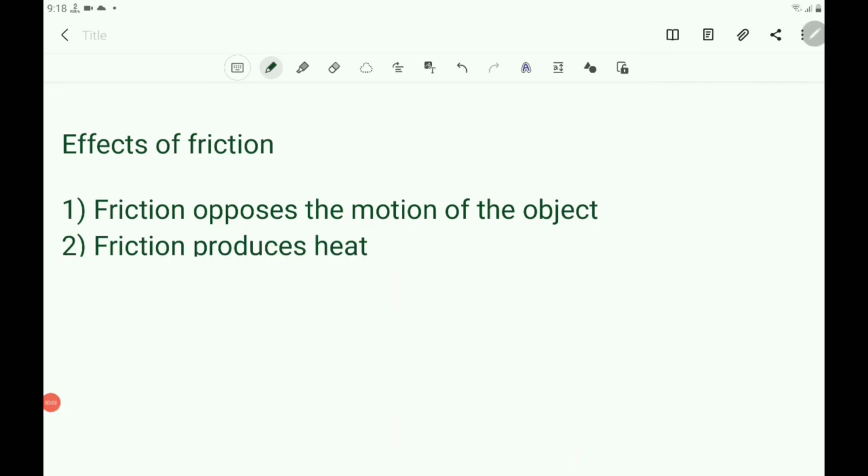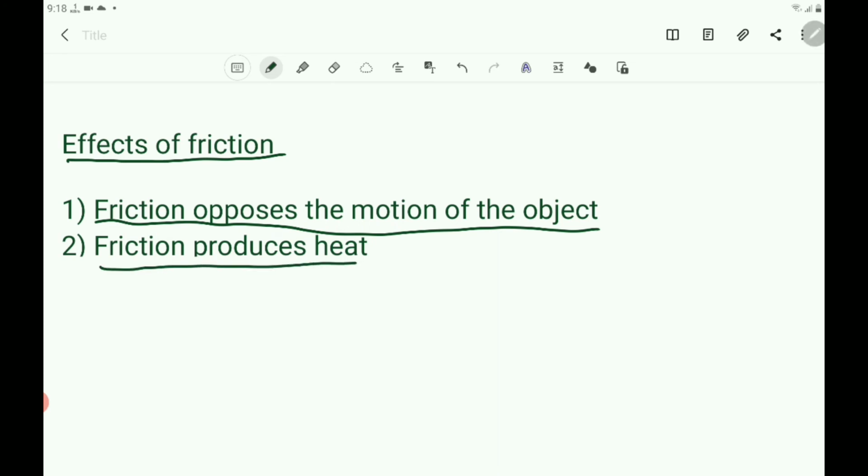Then, what are the effects of friction? The main effects of friction are: friction opposes the motion of the object. A moving ball on the ground slows down after some time. That is because of friction. And friction produces heat.